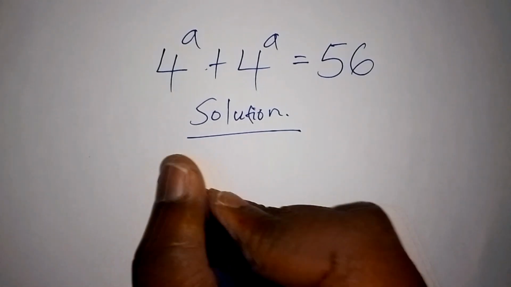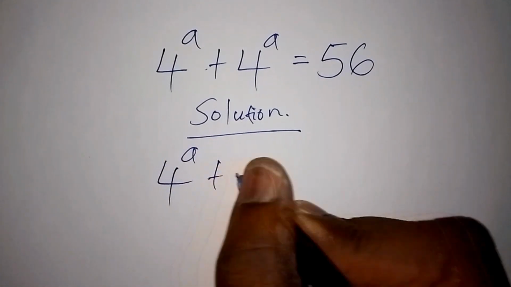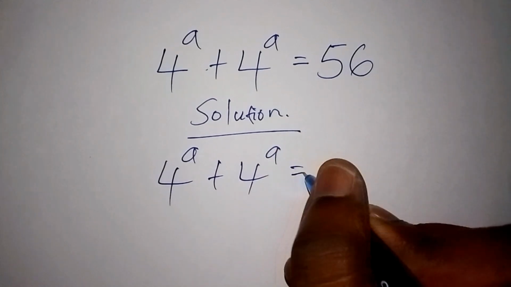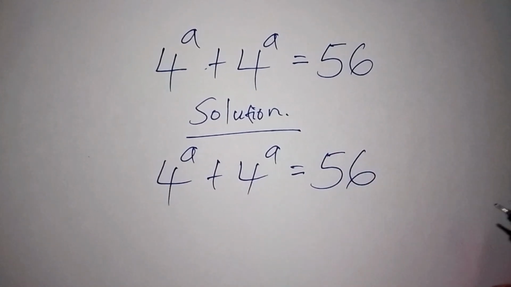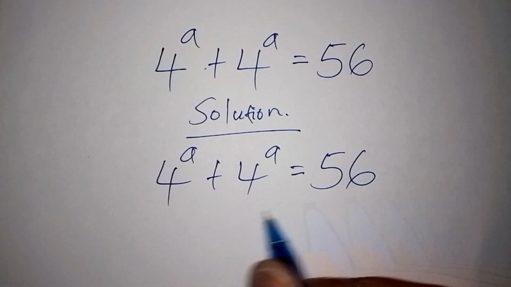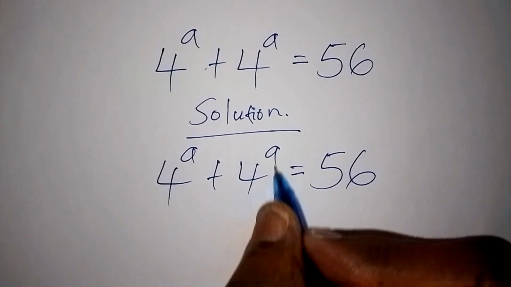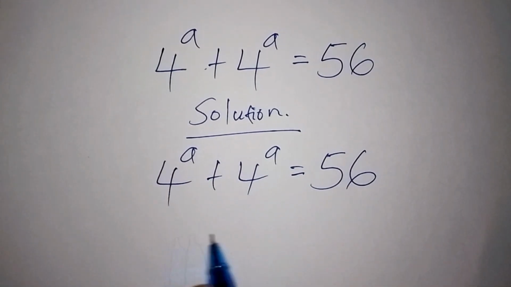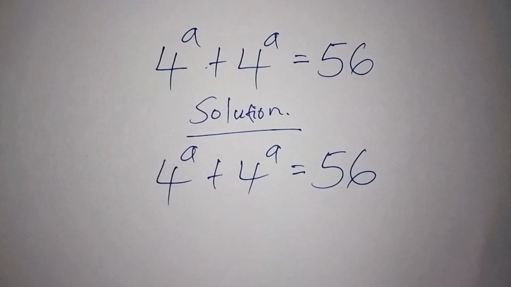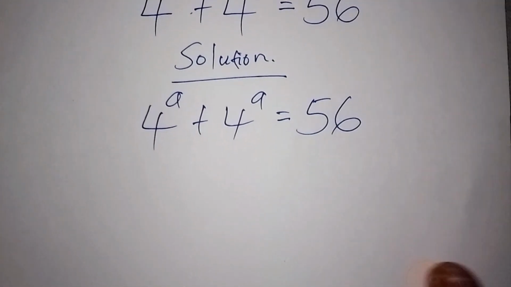So let's now have 4 to the power of a, plus 4 to the power of a, is equal to 56. So how do we go about this maths problem? Come on, have a look at this. This 4 to the power of a and 4 to the power of a is common. So what you need to do is to factorize them. That's the first step.